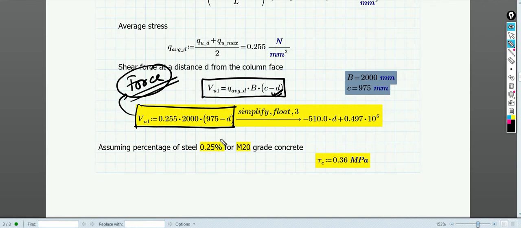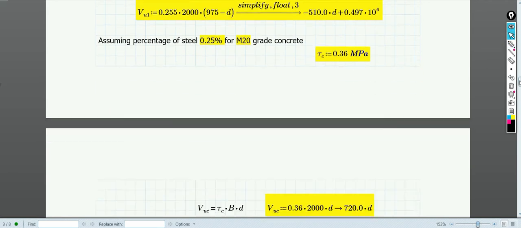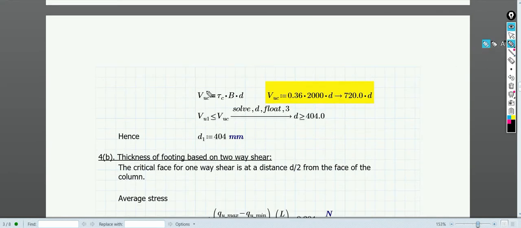So assuming that you are providing 0.25% of steel with M25 grade, we can find out the tau c value as 0.36 from the IS 456, right? From the IS 456, for 0.25% of steel, you can find out for M20 grade what is the tau c value. So for this tau c value, what will be the shear strength? So VUC is equal to tau c into B into D, right? So here also you can see that it's a function of D, effective depth.